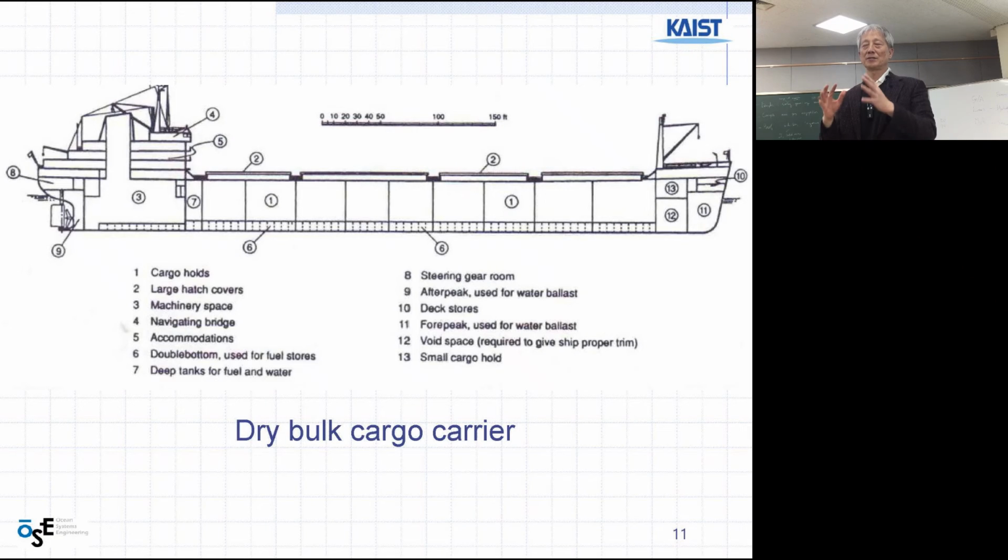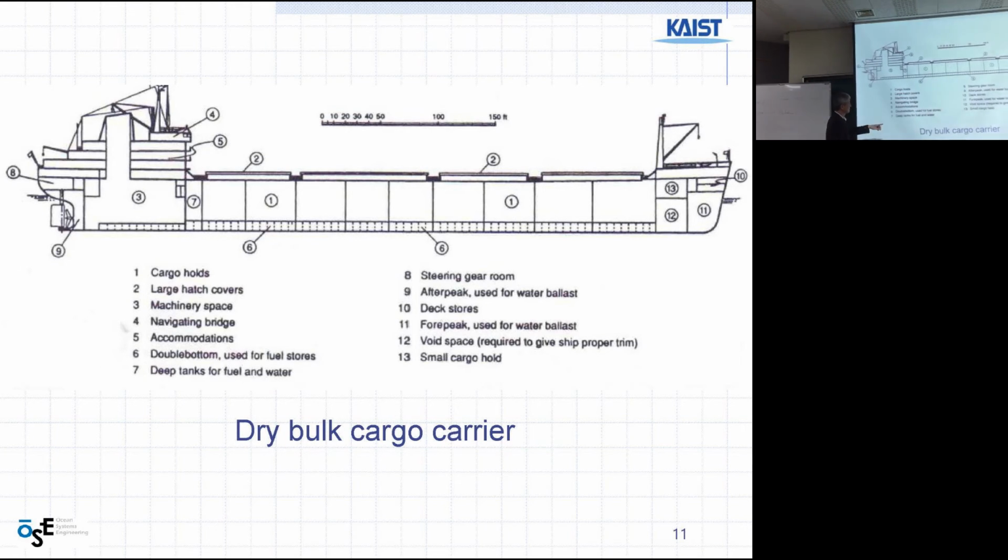So they measure by volume or weight. We call this bulk cargo. Container is 1 unit, TEU, 3 TEU, right? Also car carrier, 1 car, 2 car, 3 car. Passenger, 1 person, 2 person, 3 person. That is not bulk. Bulk means measured by volume or by weight.